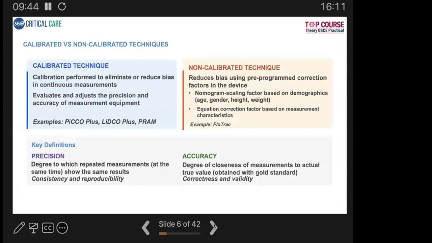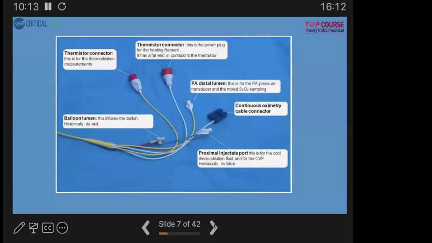So this we discussed. Basically calibration is performed to eliminate or reduce the bias in continuous measurements. Basically it tells us whether the cardiac output measured is precise as well as accurate. And non-calibrated techniques usually use pre-programmed correction factors in the device. It is a nomogram scaling factor based on the patient's age, gender, height, and weight, and an equation correction factor based on measurement characteristics. So the example for that is FlowTrack. Okay, let us start the discussion about the devices.